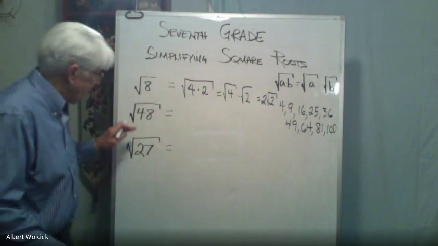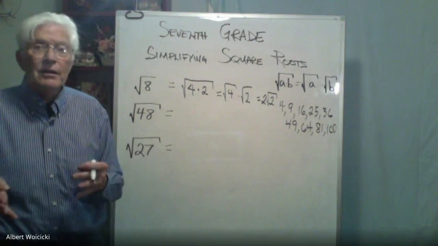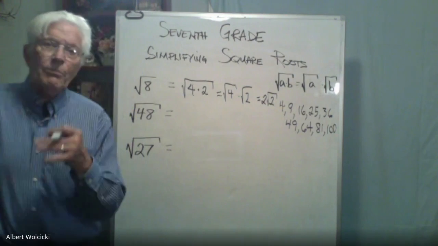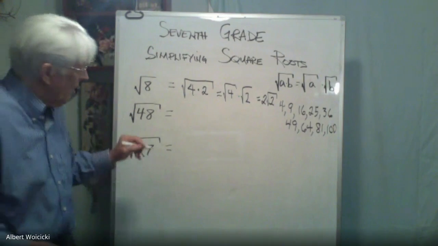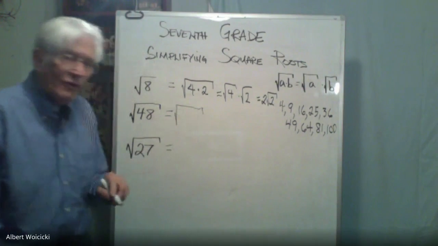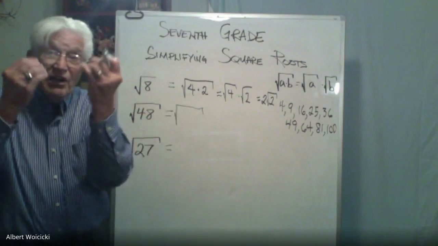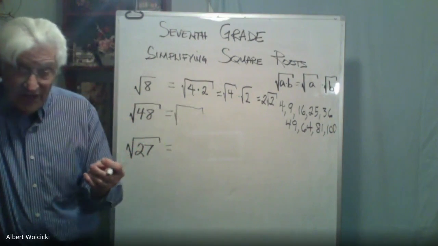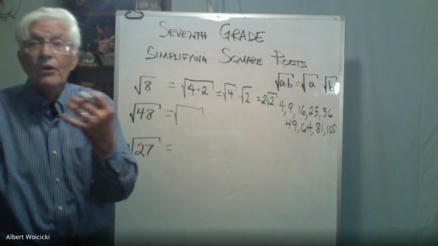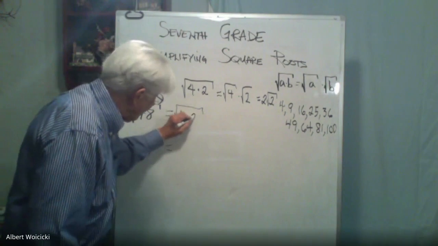Let's try another one. 48. The first thing that probably comes to your mind is 6 times 8. But 6 and 8 aren't perfect squares. We're looking for a number that's a perfect square. So we have to find something else inside 48 that's a perfect square. Here's some manipulation. If they double the 8, they get 16. But then they take half of 6, that's 3. So 16 and 3 is the same as 8 and 6. So we get 16 times 3.